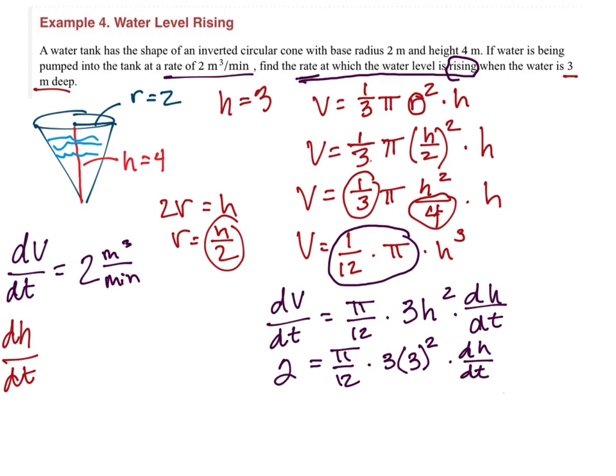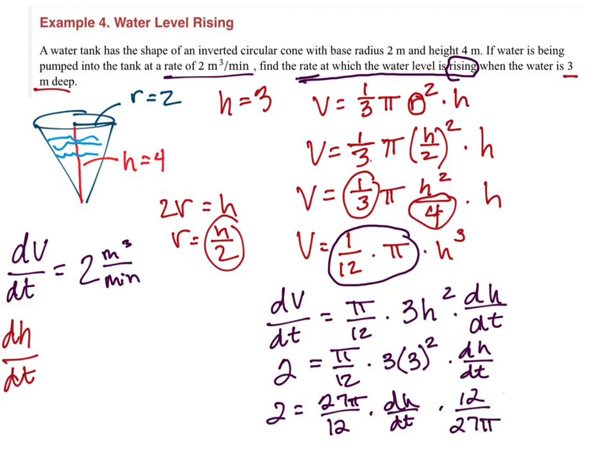27, right? 3 times 9, that'd be a 27 over 12. So 2 equals 27 pi over 12 times dh/dt. Did you see where the 27 and the 12 came from? I have 3 times 3 squared, which is 3 times 9, 27, all over 12. Now, you could just multiply both sides by the reciprocal. That would get rid of it. So if I multiply both by 12 over 27 pi?